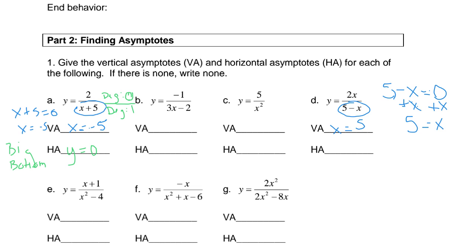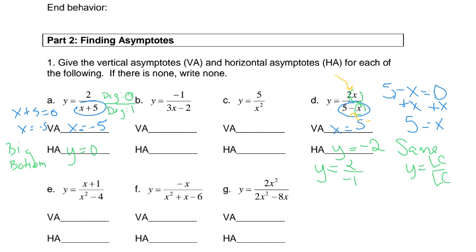Horizontal asymptote, we compare degrees again, and this time there's an x on top and an x on the bottom, so the degree is the same, and anytime the degree is the same, we're going to use this equation right here, y equals LC over LC. So what we need to do is look in front of those x's. So we have a 2 in front of the x on top and a negative in front of the x on the bottom. So our equation will be y equals 2 over negative 1. Well, 2 divided by negative 1 is just negative 2. So y equals negative 2 will be our horizontal asymptote.